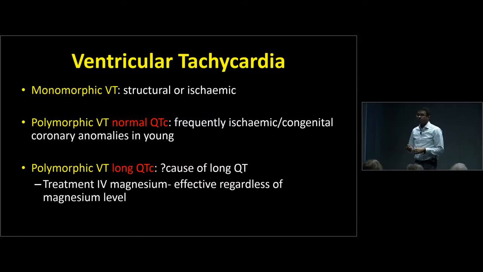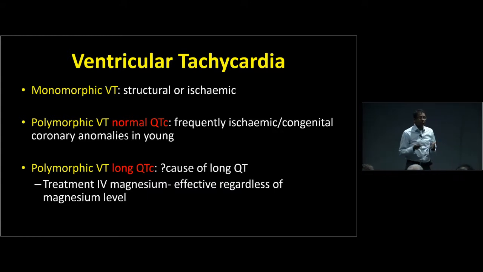If we look at different forms of VT, just as a very broad descriptor, monomorphic VT classically occurs with structural heart disease of various sorts with a particular focus within the ventricle, but it may be ischemic. Polymorphic VT, when you've got a normal QT, is often triggered by ischemia, and in a younger person you might be worried about anomalous coronary vessels, for example. Polymorphic VT with a long QT, you've got to really look at the cause of the long QT, but the critical therapy to start instituting in that setting is IV magnesium. There are plenty of cases where people have seen VT and long QT and have given amiodarone and caused more VT because they blow out the QT. So it's important not to make that common mistake.